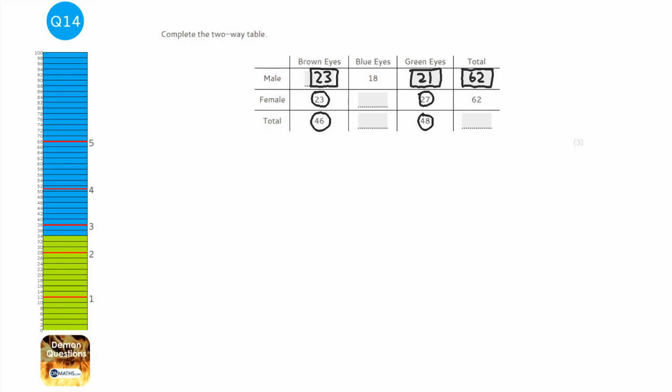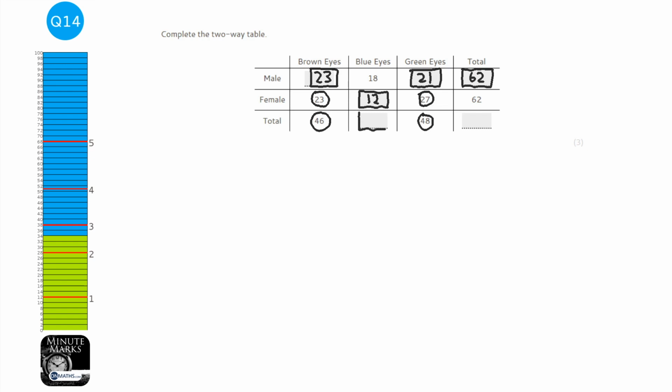And let's have a look at this one maybe. So we've got 62 females altogether, and 27 of them have green eyes and 23 of them have brown eyes. So we take the 23 and the 27 away from 62, and that leaves us with 12. And we can just check that. We can do 23 plus 12 plus 27, and it equals 62. So we know that's right.